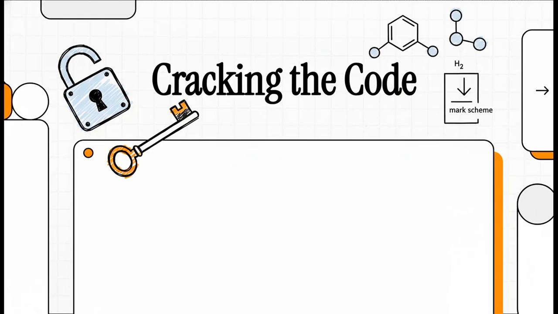All right, let's dive in. Today, we're going to crack the code on a GCSE chemistry question. And the key? It's something most people only get to see after the exam, the mark scheme. Understanding how this thing thinks is your secret weapon for getting the best marks possible. So, let's get into it.